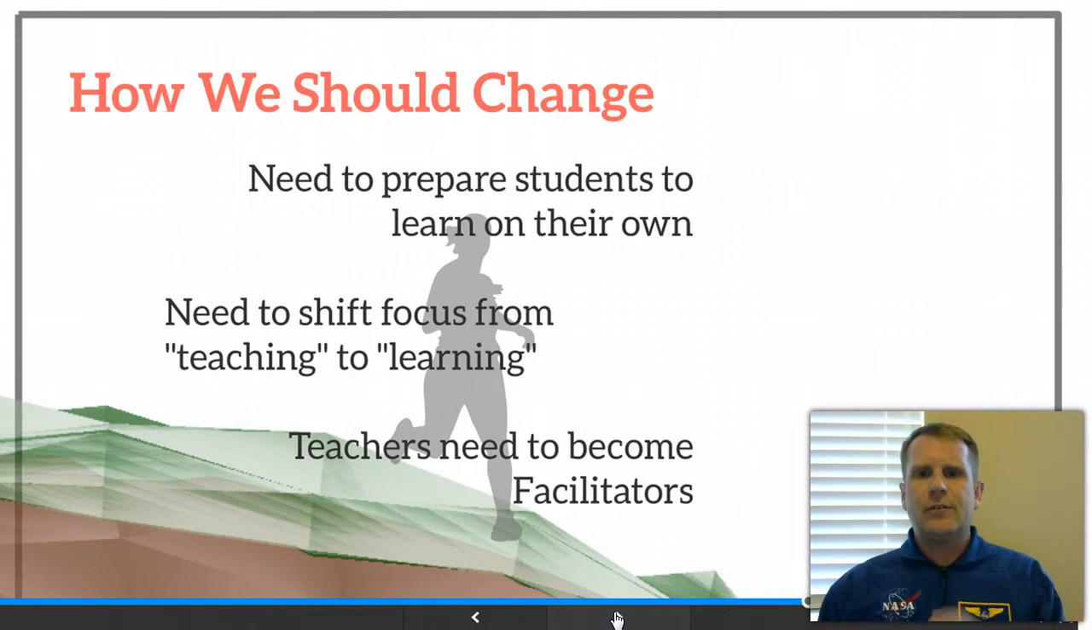And then teachers need to become facilitators. So instead of teaching, we need to facilitate learning. And that's the key thing, that we need to be a guide showing them how to gain information.